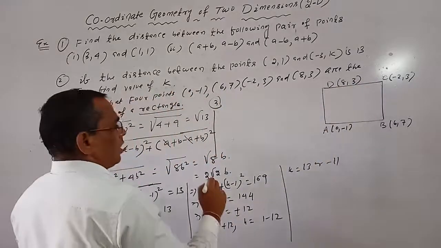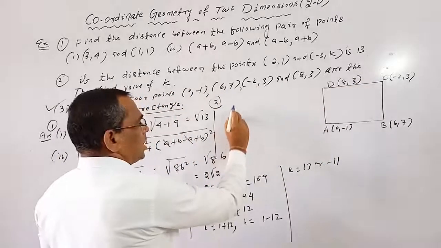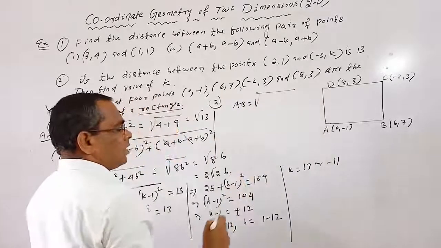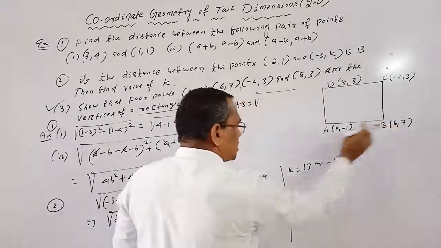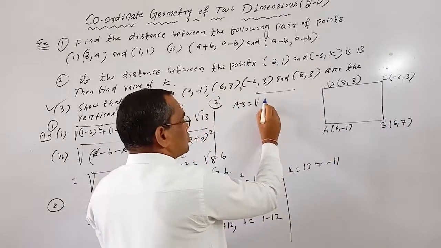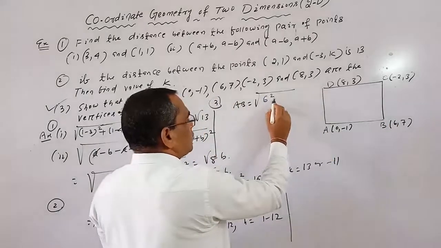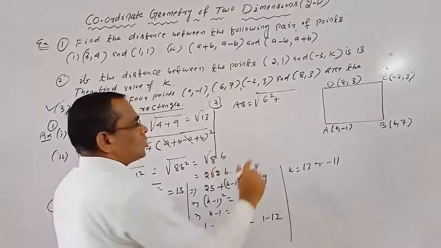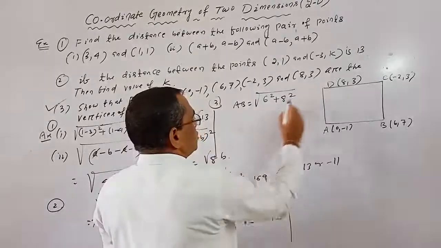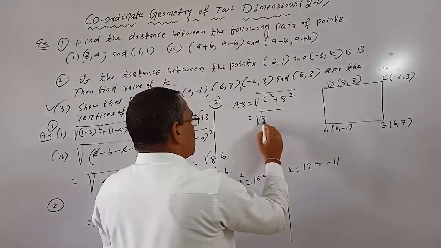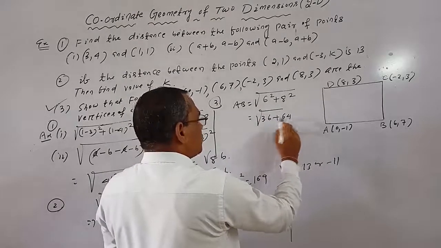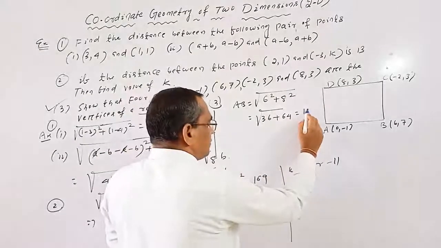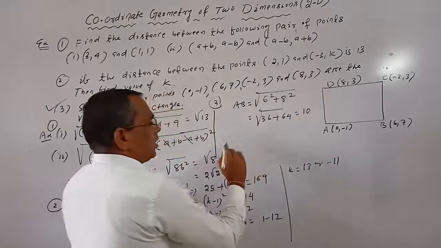So first you have to calculate the distance of each side. What is the distance AB? AB means root of the x coordinate difference square, 6 minus 0 square, so 6 square, plus 7 minus 1, so 7 plus 1, 8 square. So 6 square means 36 plus 64, 100. So root of 100 equal to 10. Then AB is 10.